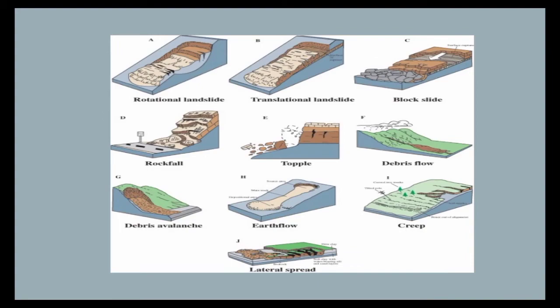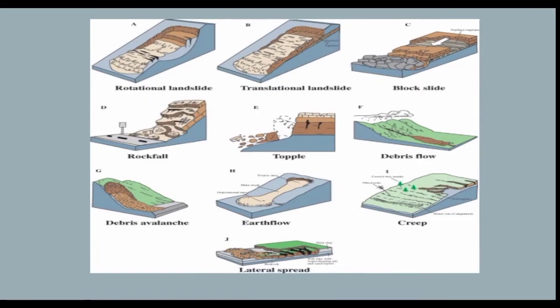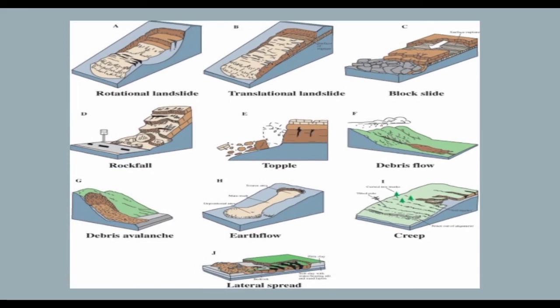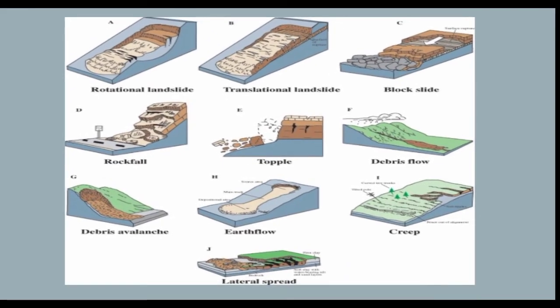So, next is meron tayo ditong illustration. Ayan. First is rotational landslide. Ayan yung picture. Makikita nyo dyan kung paano. Yun yung merong part na yung stronger soil is nasa baba and yung weaker is nasa taas. Kaya yun yung nag-cause. Kaya nag-collapse siya and nag-cause ng landslide.